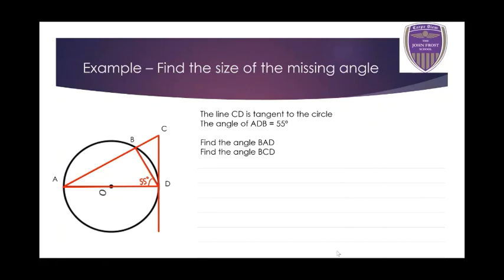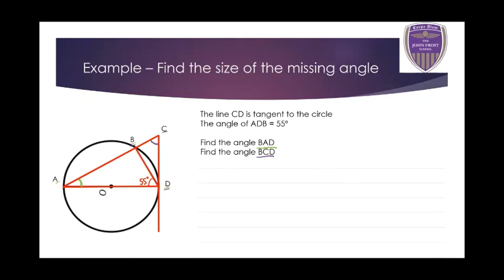So we're told that the line CD is a tangent to the circle and that the angle ADB is 55 degrees. So we're given angle ADB there, 55 degrees. And we're also trying to find angle BAD. So let's find that on the diagram. We've got points B, A, and D. So angle BAD will be in the nook of A. And then we're also trying to find angle BCD, okay? So we've got B, C, D. So our angle is going to be in the nook of C, okay?